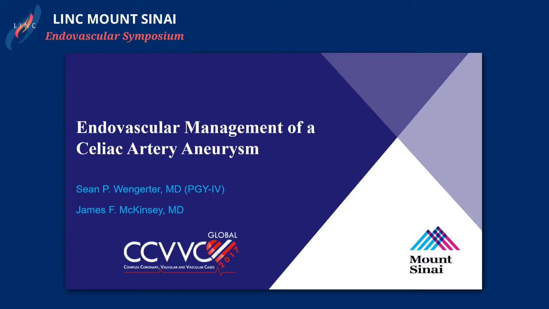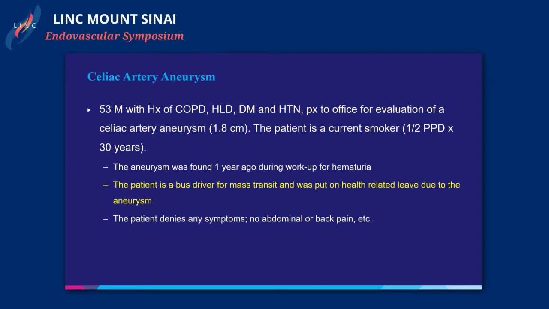Got it. My name is Sean Wenger. I'm one of the vascular residents here at Mount Sinai. Happy to present a case of endovascular management of a celiac artery aneurysm that I performed with Dr. McKinsey. This is a 53-year-old gentleman who was referred to our office with a history of COPD, hyperlipidemia, diabetes, hypertension.